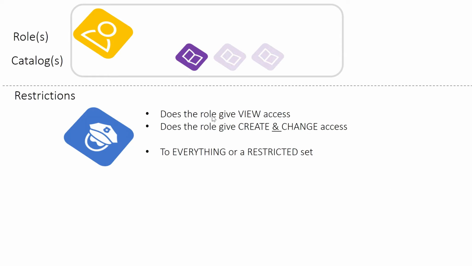And within each one of these two options of viewing or creating and amending data, you then have an additional capability, which is to say that they can either view, as an example, everything in the system or only a restricted set. Similarly, you could say, I only want this person to be able to create and change information in a very specific given company code, for example, or you could say that they're allowed to do creation or changes in any company code.